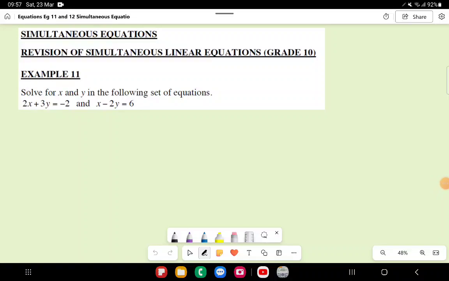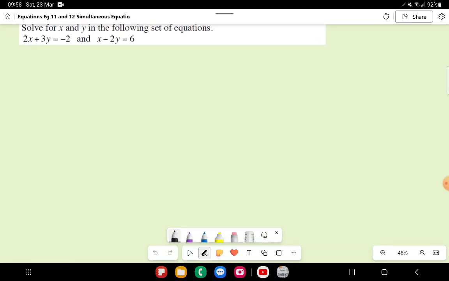In today's video, we are still busy in equations, and today we are going to look at simultaneous equations. This video is going to cover example 11 and example 12. All right, so example 11 is a revision of linear simultaneous equations, which is what we did in grade 10, and we are given two equations. So there's different ways of doing this. Let's see how many ways we can do.